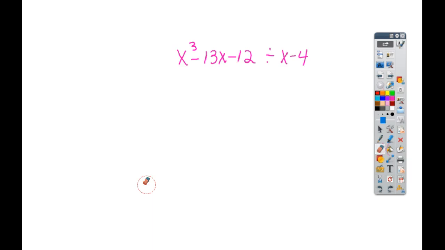Okay. So on the blank part of your ISN notes, I want you to do this problem. This is what we did on Friday. It's the long division.